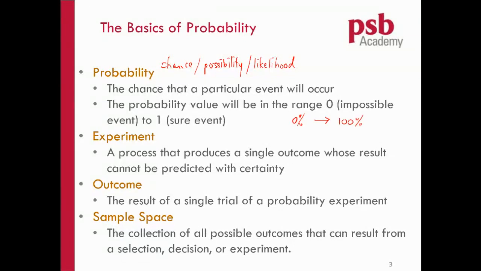So 30% chance, if you convert to decimal, how much is it? 30 over 100, you get 0.3. So this is in percentage. If I were to put it in decimal, 0 up to 100% chance will be 100 over 100, right? So it will be 1. So this side is impossible, and this side is sure to happen.